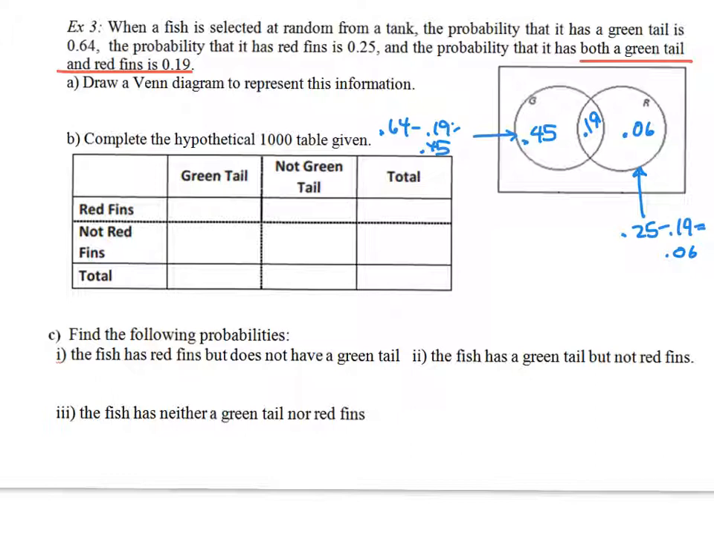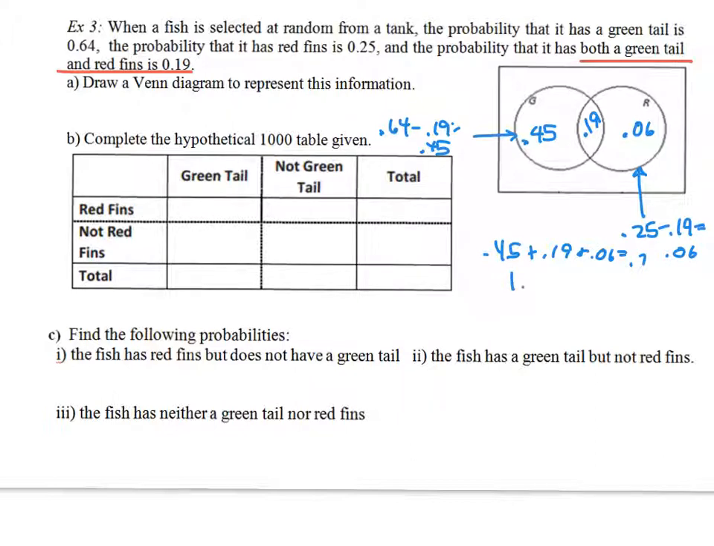Finish it off by adding your numbers all together and subtracting from 1. So I've got 0.45 plus 0.19 plus 0.06. That total is 0.7.